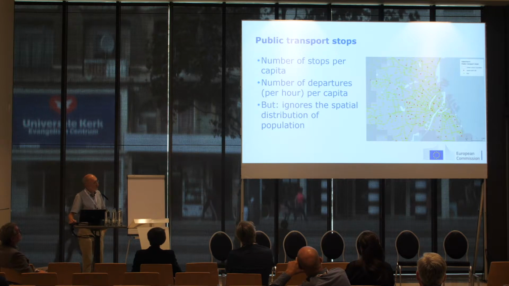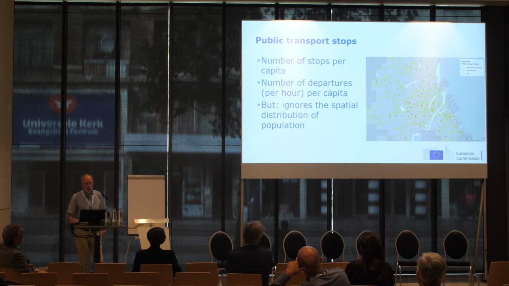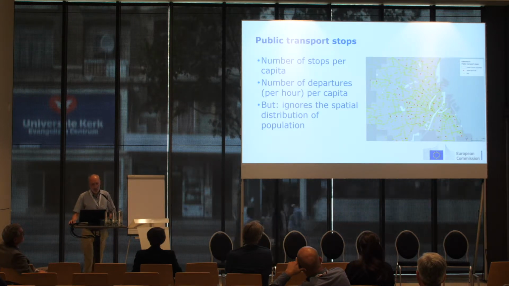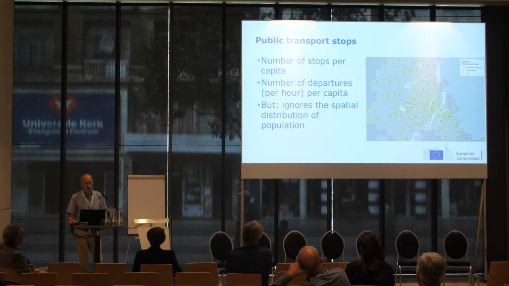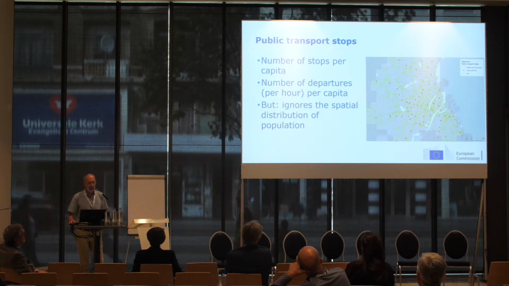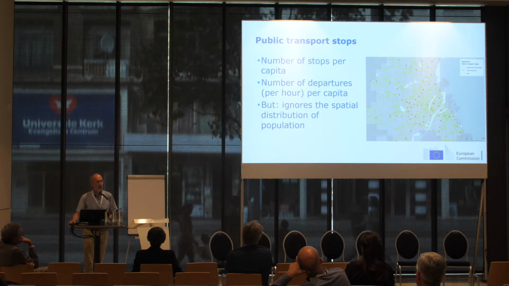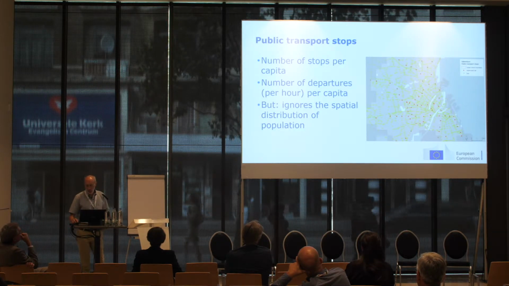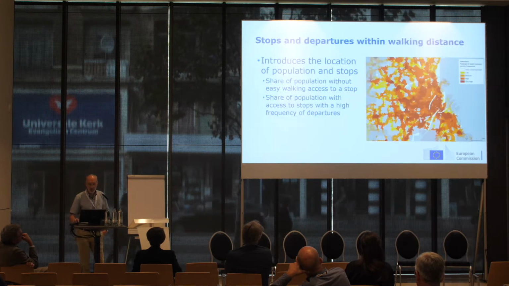So first we can look into the distribution, the availability of public transport stops, and express this per capita, or also quantify the number of departures per capita. But by doing so, what we ignore completely is the spatial distribution of population. So in itself, it's obvious that the availability of the stops and the departures is a minimum requirement, but it's not enough to tell something about the relevance of the services in the urban areas.